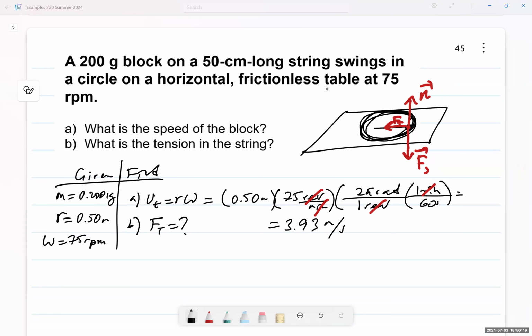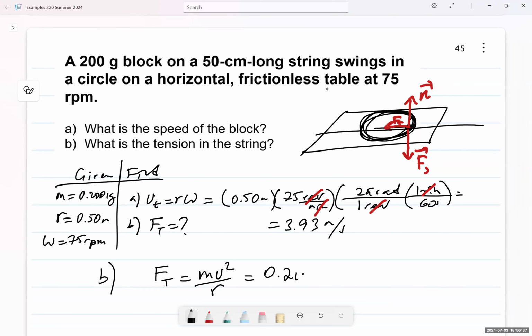So part B is asking for the tension. What I know about tension here is that tension is the centripetal force. Along this radial line it's the only force; normal force and gravity are perpendicular to the radial line. So F of t is equal to mv squared over r. Then I plug in everything: 0.2 kilograms times 3.93 meters per second, squared, divided by the radius of 0.5 meters. Then I can solve for the tension, so it should be 6.2 newtons.